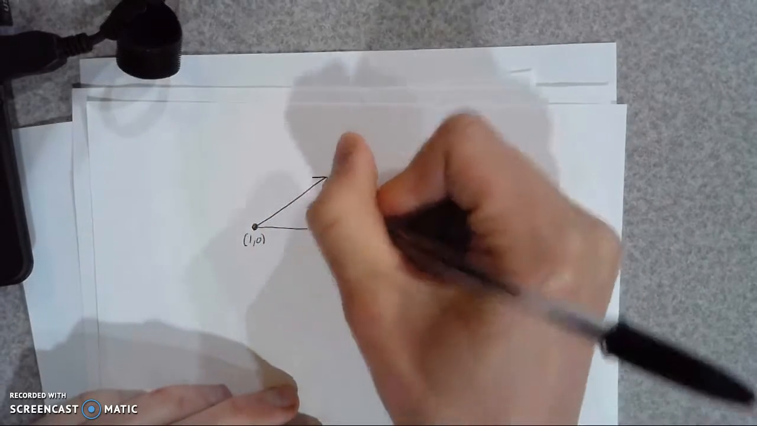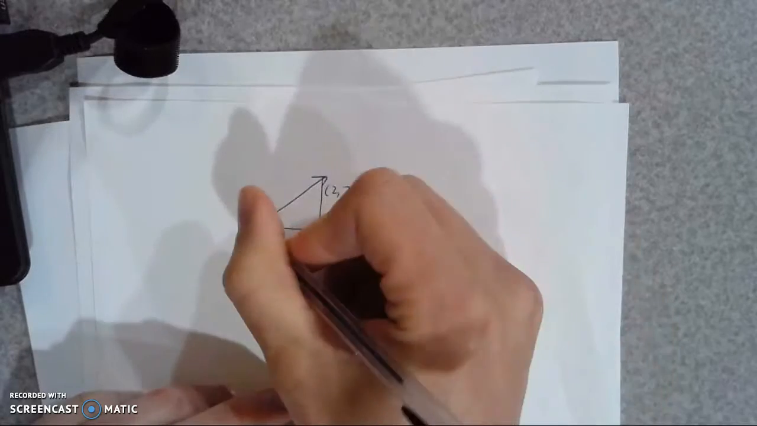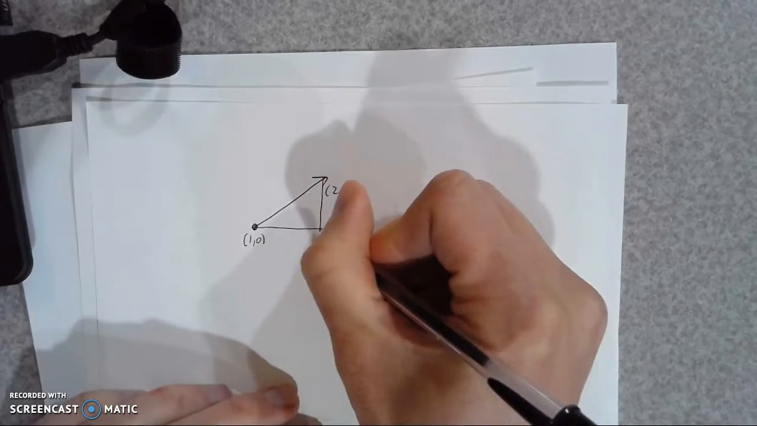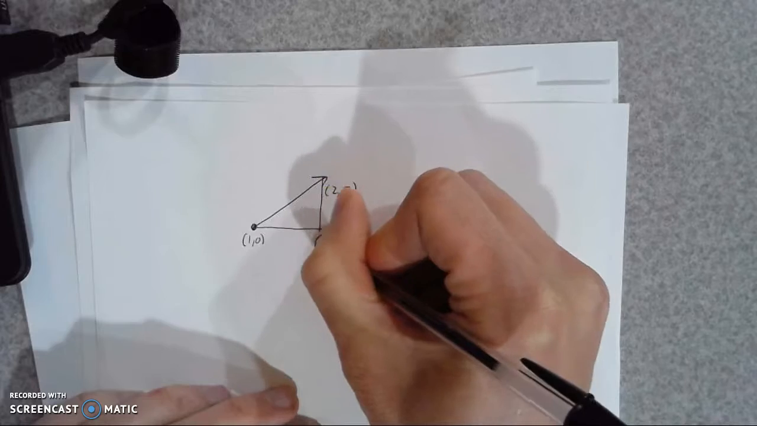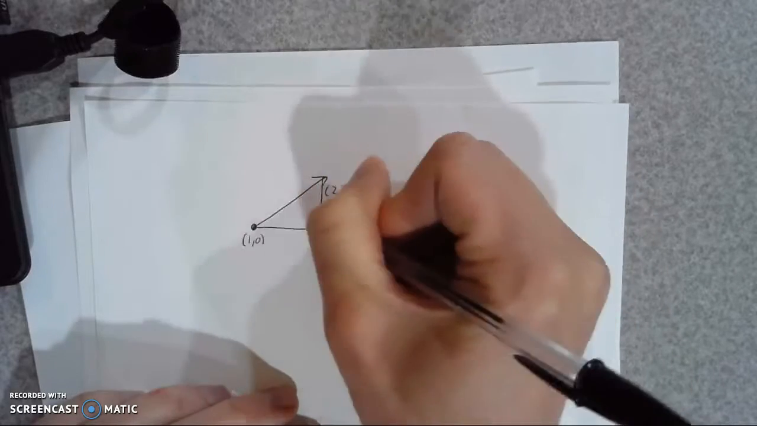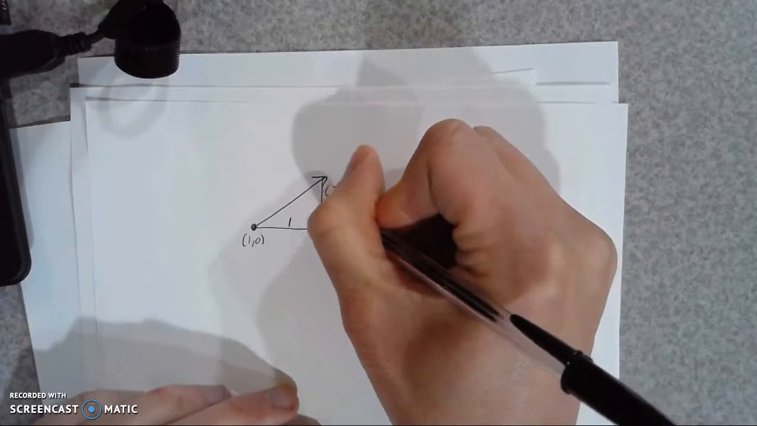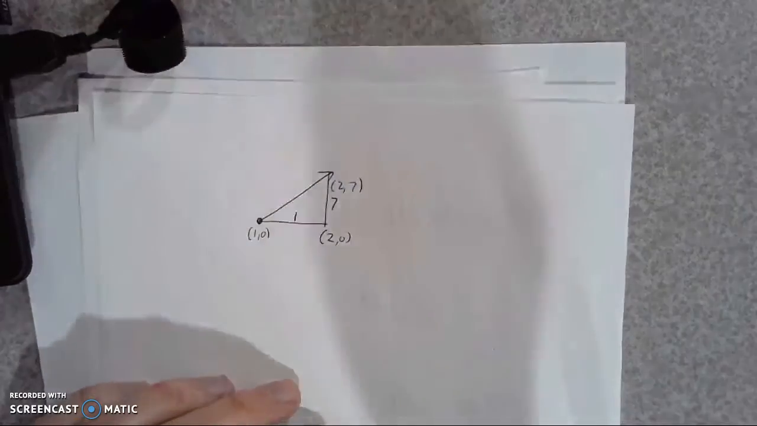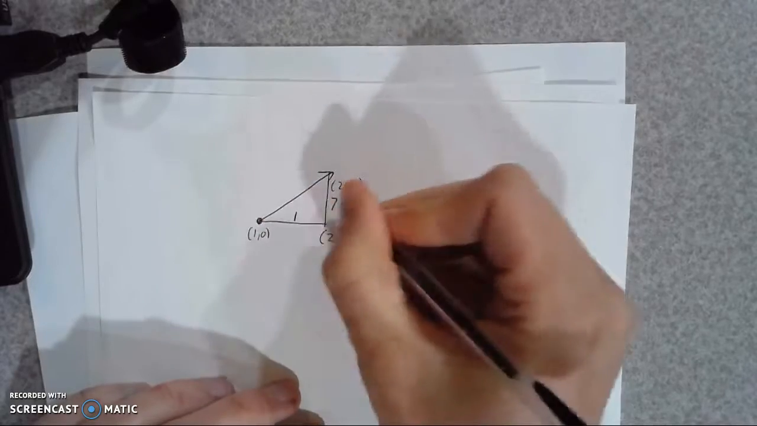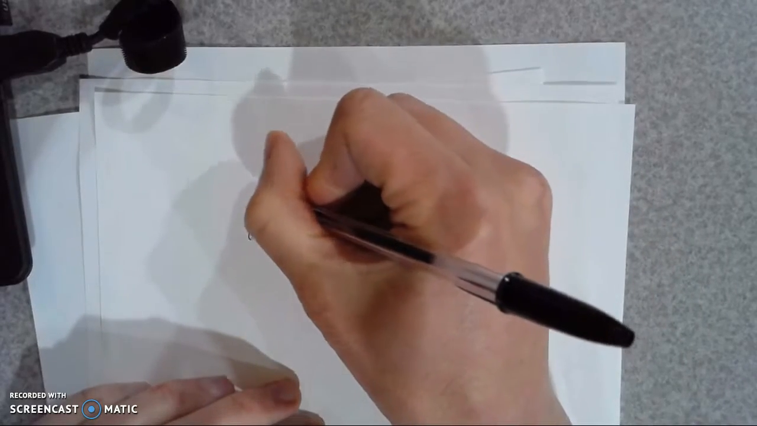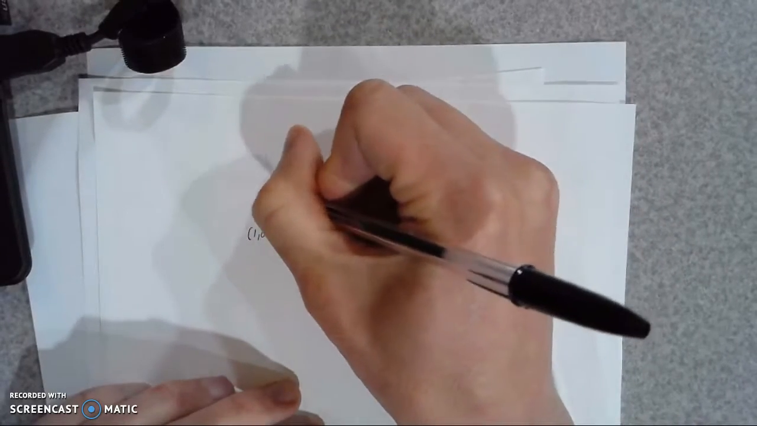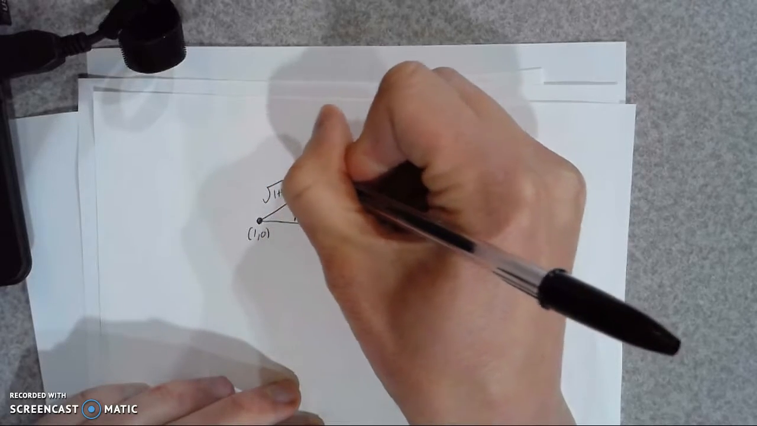Vectors have components. This one, for example, at this point down here would be (2, 0). So you can see this vector moved 1 in the x direction and 7 in the y direction. And then if I wanted the length of the vector, I could use the Pythagorean theorem. This would be the square root of 1 plus 49, which is the square root of 50.